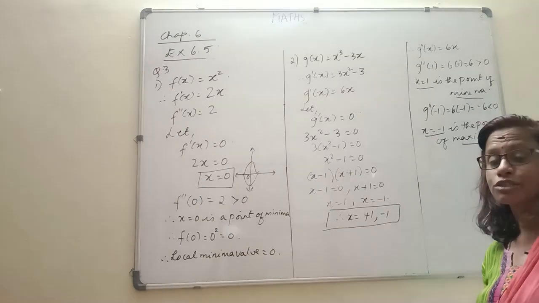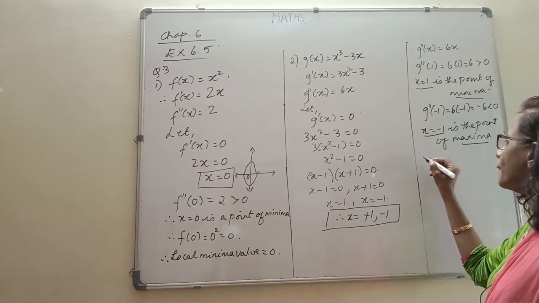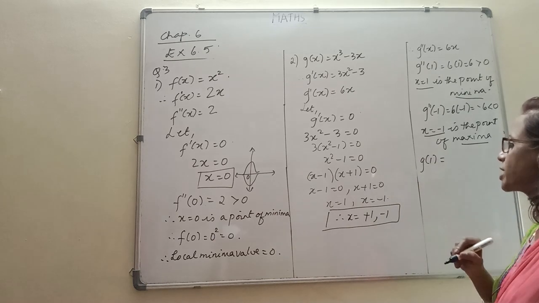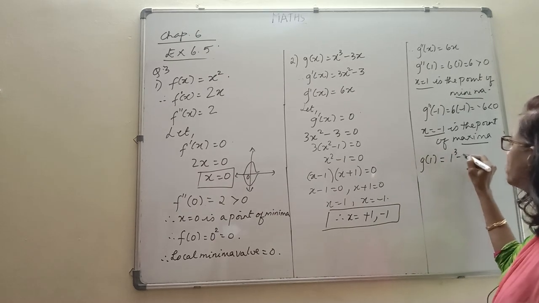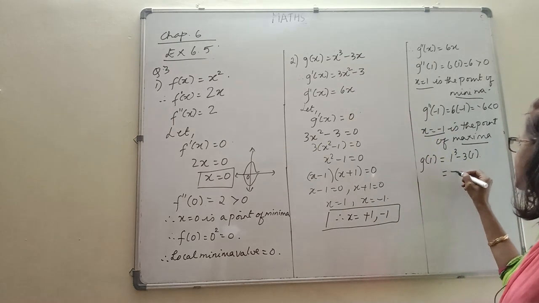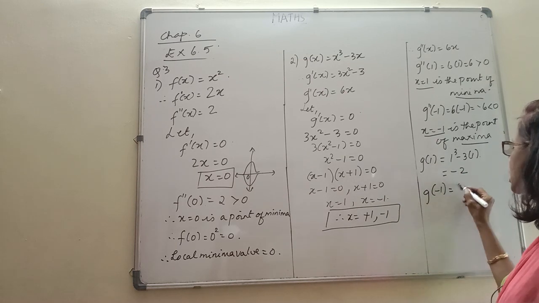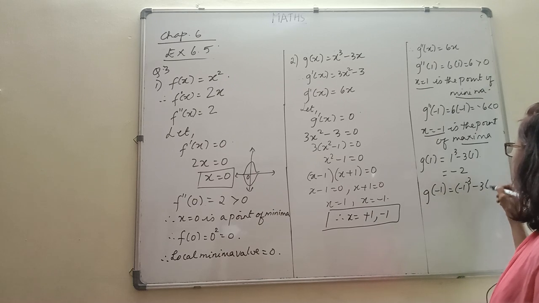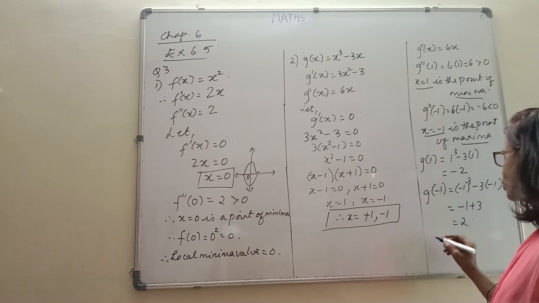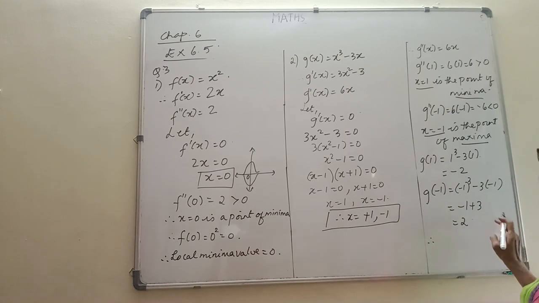Now that's not all. They ask us to find out the maxima and minima values. So let's find that. Therefore, we will try and find out g at 1. What is g at 1 that we will get? We'll get 1 cube minus 3 times 1. We'll substitute in this. So we will get 1 minus 3, which is minus 2, and g at minus 1. When we substitute, it is minus 1 raised to 3, minus 3 times minus 1. So that's minus 1 plus 3, which is 2. So your maxima and minima values are 2 and negative 2.